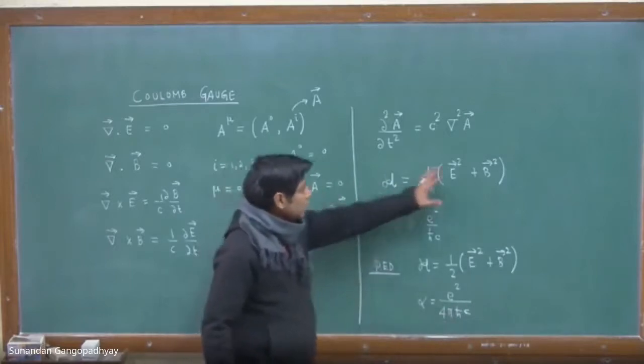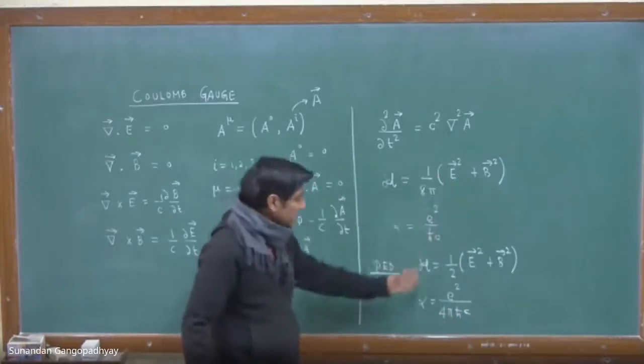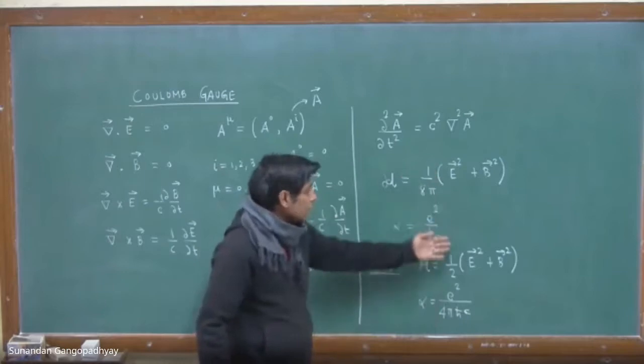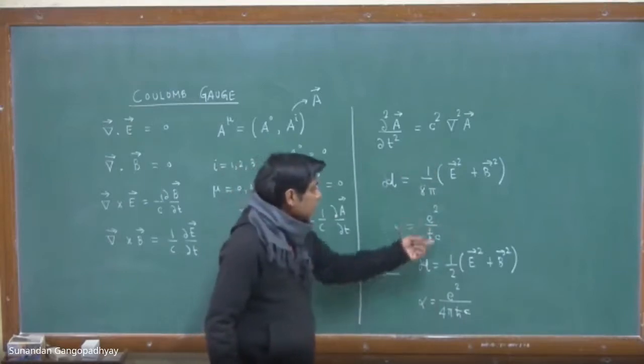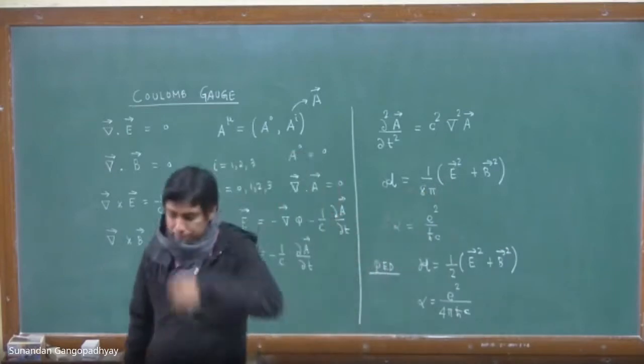In the unrationalized units, which we shall use now, you can actually use the other also, but we shall use this for the time being. So in these units, alpha is this, and the Hamiltonian density is this.